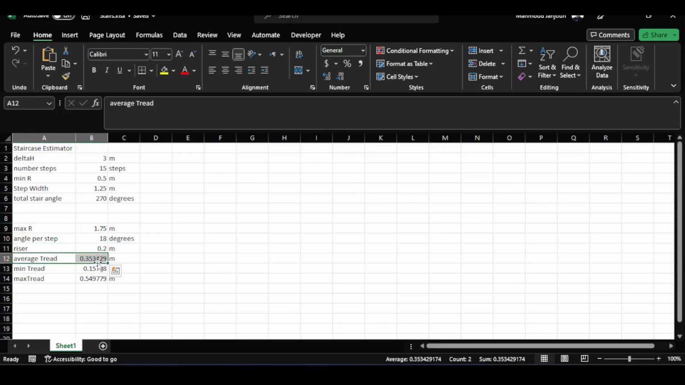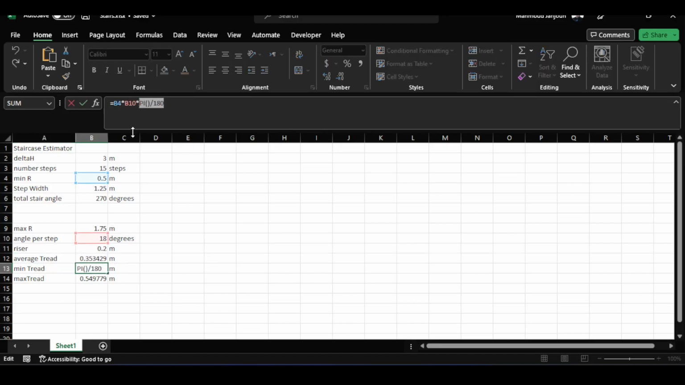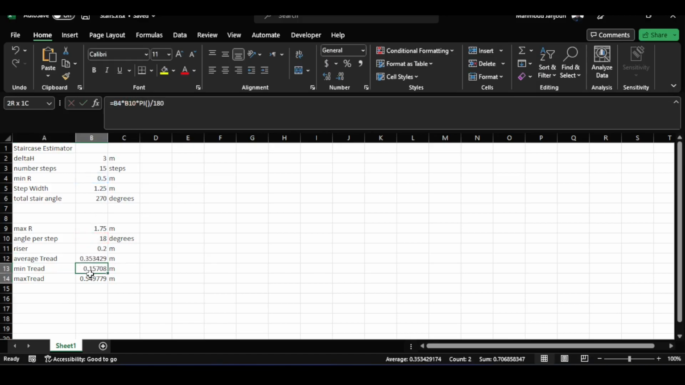And the average tread is basically the arc length, which equals theta in radians, and you can see that there is a radianization happening here. It's the average of the minimum tread and the maximum tread. The minimum tread is the internal radius multiplied by the angle multiplied by pi over 180, and the other one uses the outer radius. Of course, if we make the internal R equal 0, you have 0 internal tread. So take this into account.